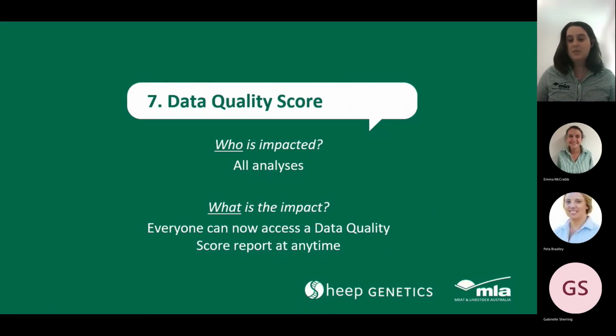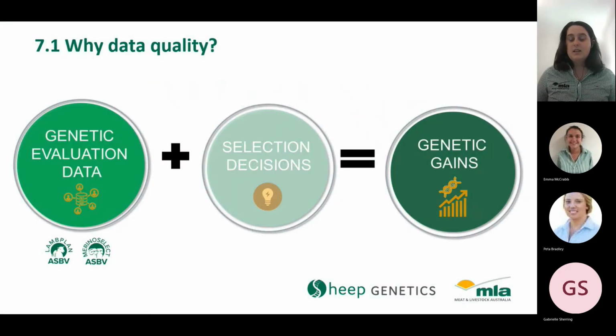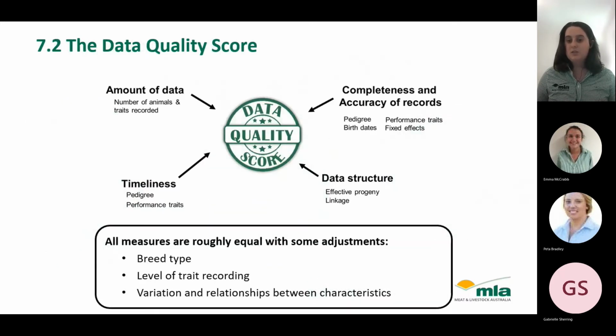Another exciting aspect of the analysis enhancements coming out is the data quality score refinement and rollout. This will impact all analyses as they'll now be able to access these data quality score reports at any time via the search site. Data quality has been looked into as a score because of its importance in gaining genetic gains. At the moment, we've got genetic evaluation coming in, as well as selection decisions made, and this makes up how genetic gains are achieved. If you put terrible data in, or it's not very good data, you will not be able to get the genetic gains that you're desiring.